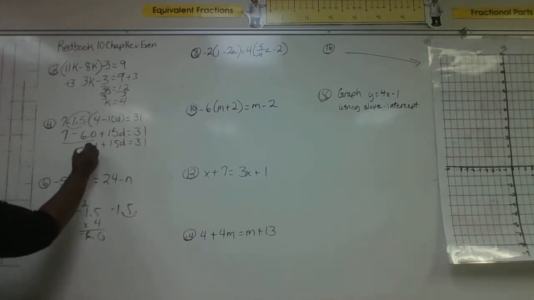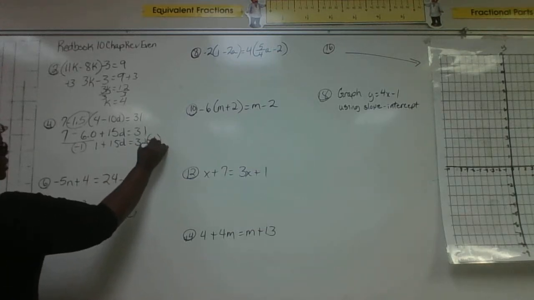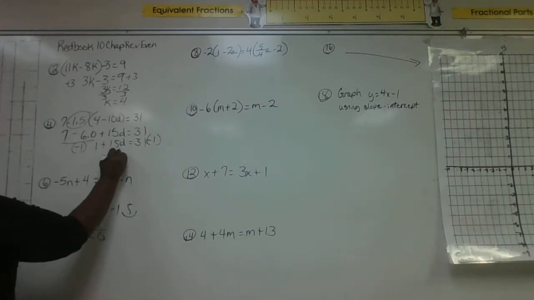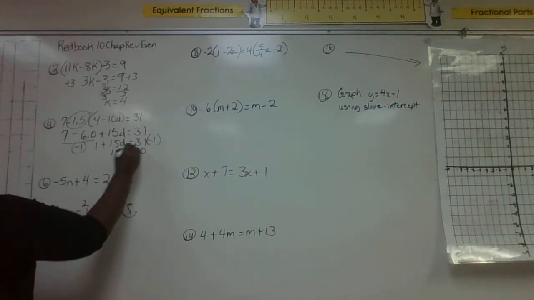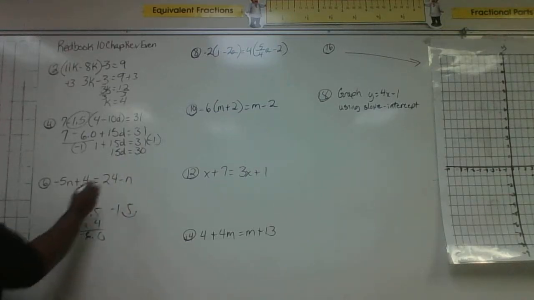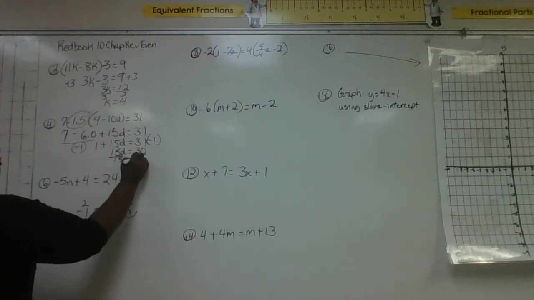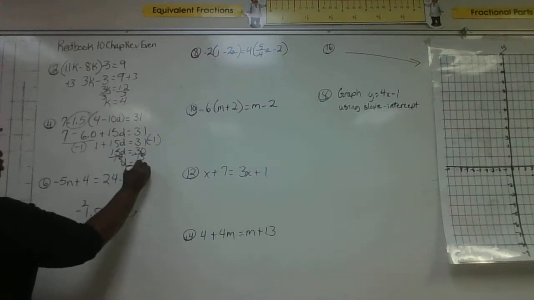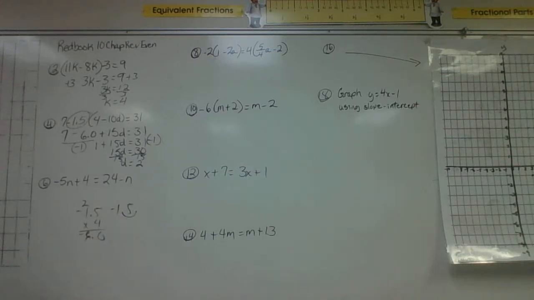At this point, we're going to take 1 from both sides. And then therefore we have 15d is equal to 30, all right? And then therefore we can divide both sides by 15, and d is equal to 2, okay? And that takes care of number 4. Now let's move on to number 6.